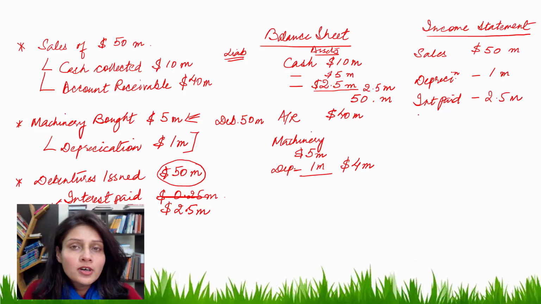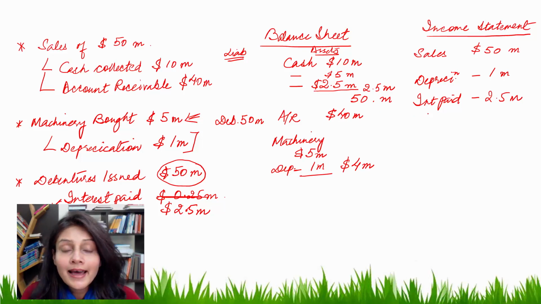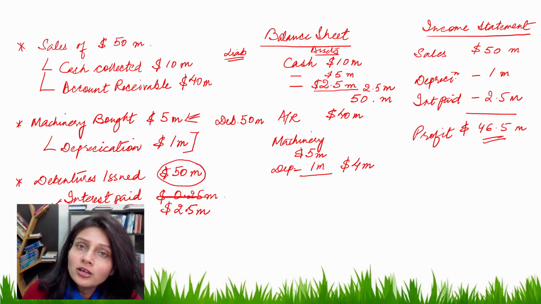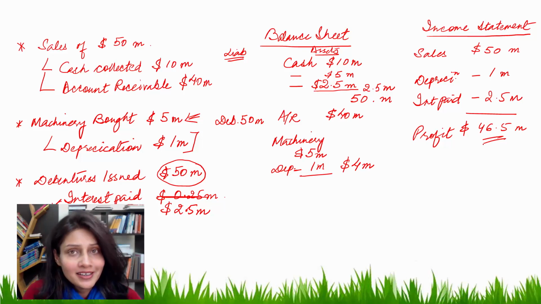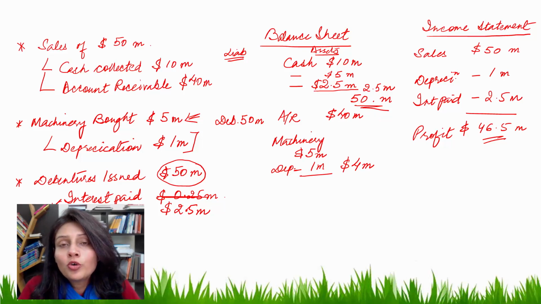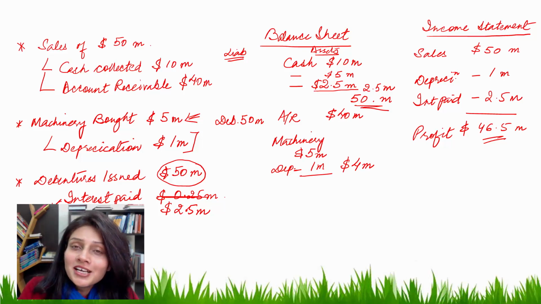So suppose these were the only transactions that happened through the year, then the business would have made a profit of $46.5 million. And this company would have a cash position of $52.5 million at the end of the year. Usually investors would only make an investing decision on the basis of this information. Investors just go far enough to look at the balance sheet and the income statement.